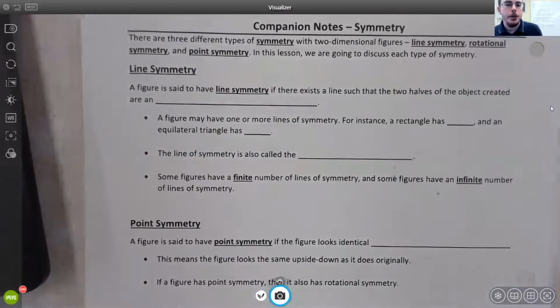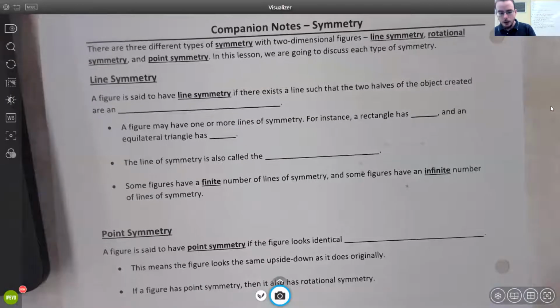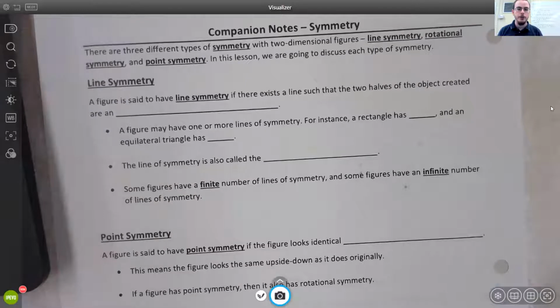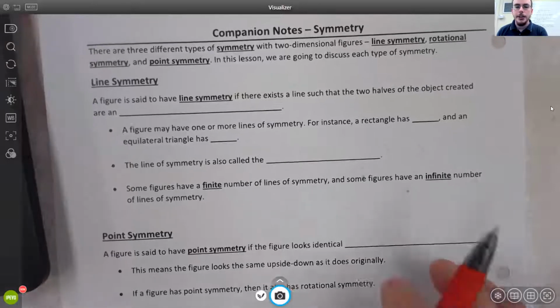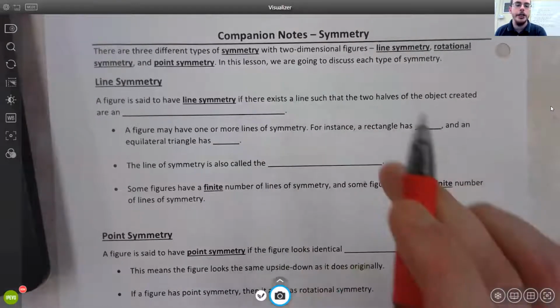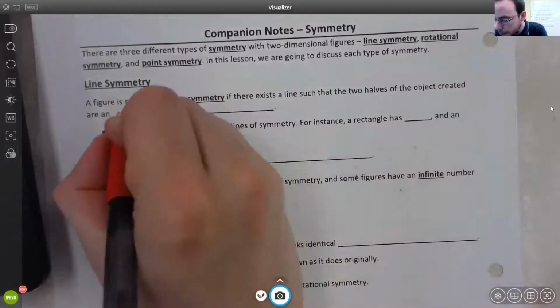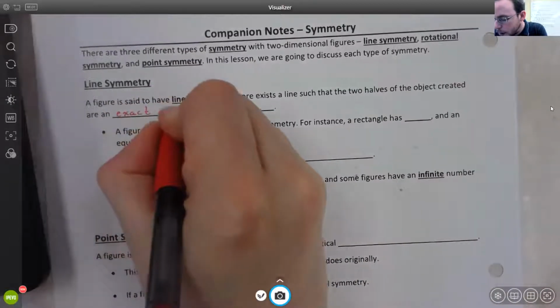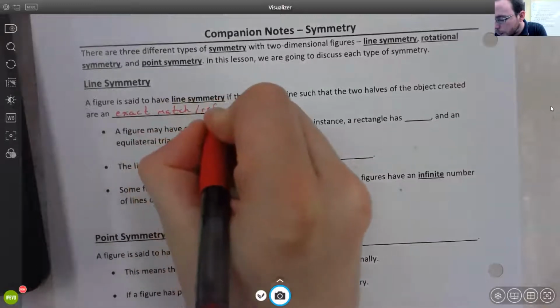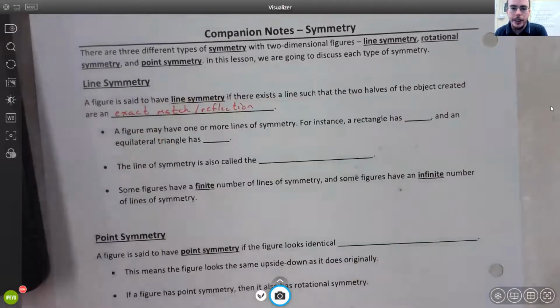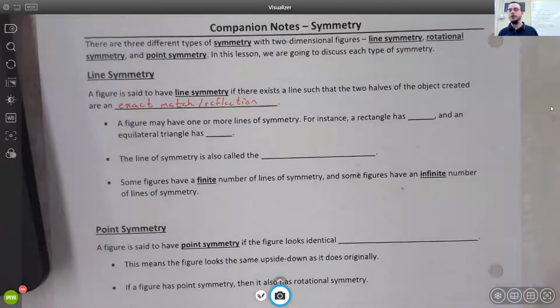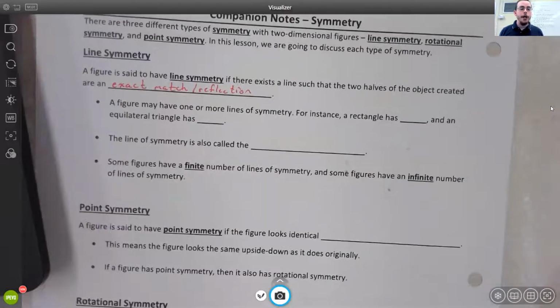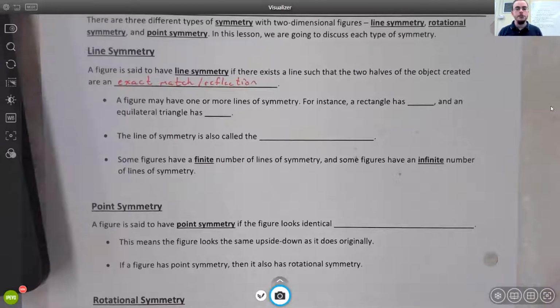Okay. So with symmetry, there are 3 different types of symmetry, and from previous classes you've probably learned about line symmetry. And a figure is said to have line symmetry if there exists a line such that the 2 halves of the object created are an exact match or reflection, whichever way that you want to say. Okay. And a figure may have 1 or more lines of symmetry.